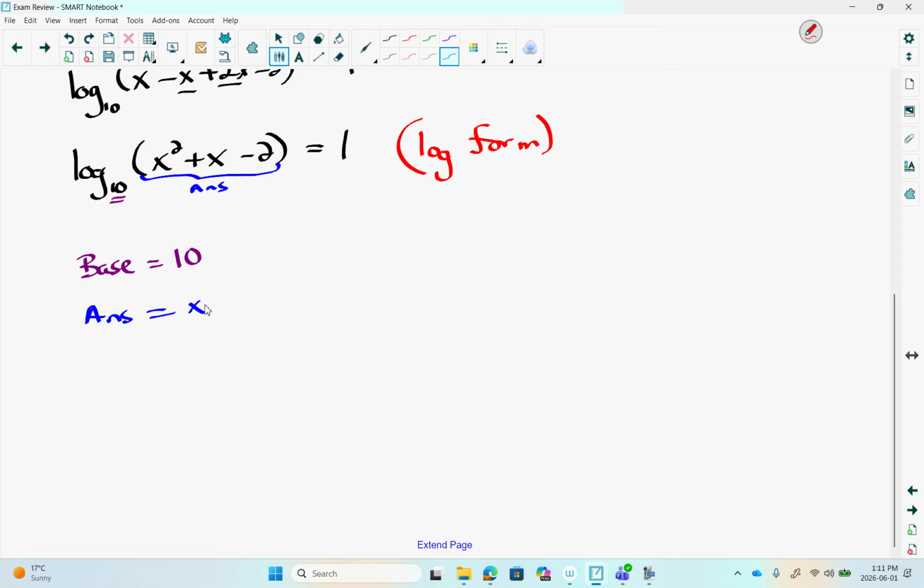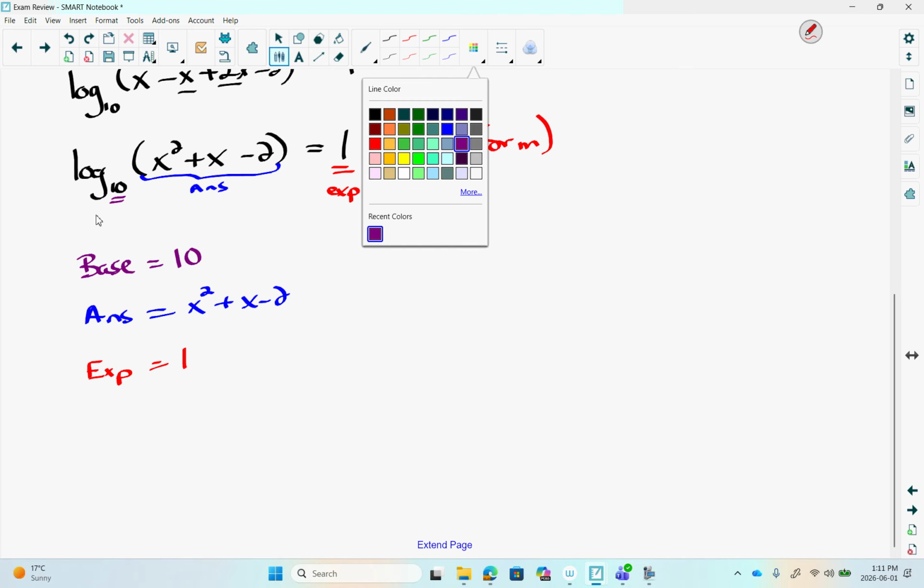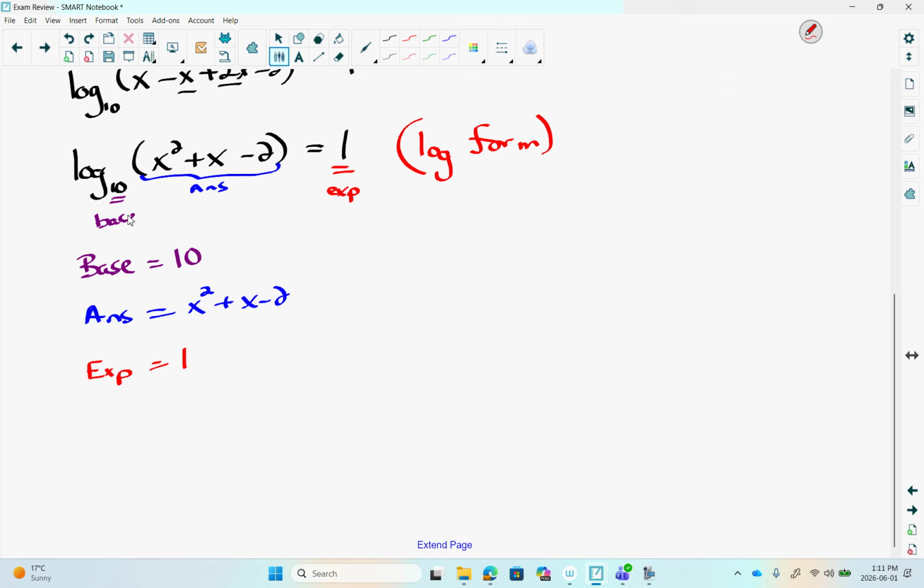Yeah, the answer is x squared plus x minus 2. And what's this? That's the exponent. How would you write it? What's the other form? There's log form, and what else did we talk about? Exponential form. How would you write this in exponential form?